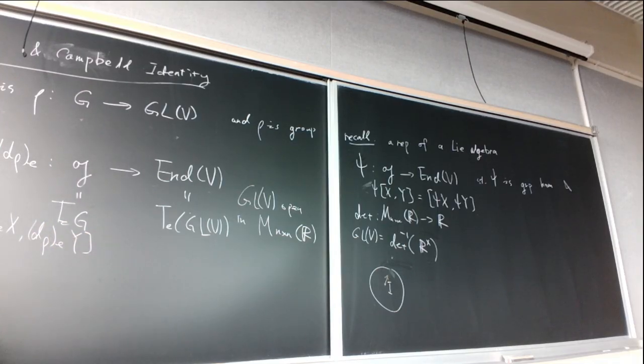Okay, and we're going to come back to this. We're going to define what the adjoint representation is. We want to show that the induced representation is a good definition for the algebra, that this actually is a representation of the algebra.